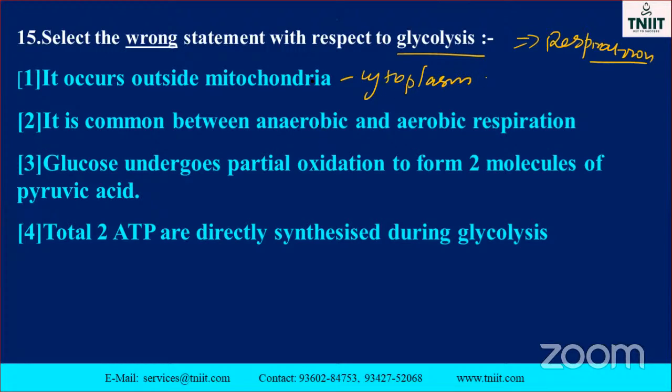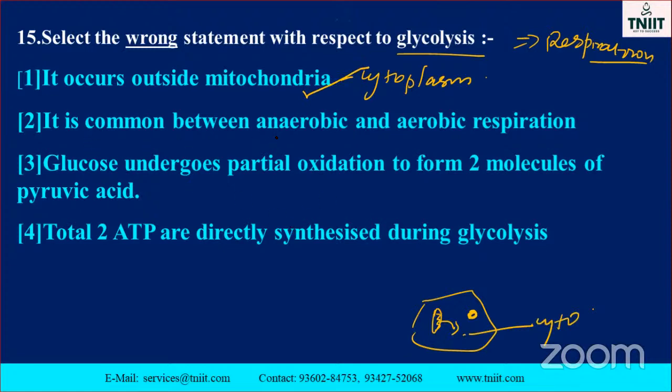Cytoplasm. Okay. Cytoplasm, where is that? It occurs outside the mitochondria. So it's a correct answer. Outside the mitochondria, take an example. This is the cell. In the center there is a nucleus. This is the mitochondria. So outside the mitochondria, this is called the cytoplasm. So this one is also right.